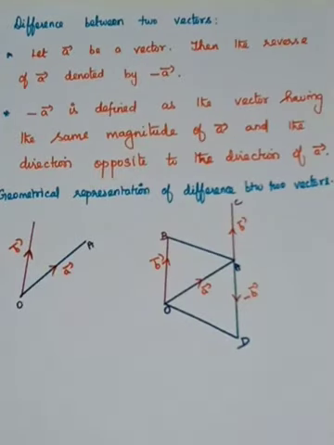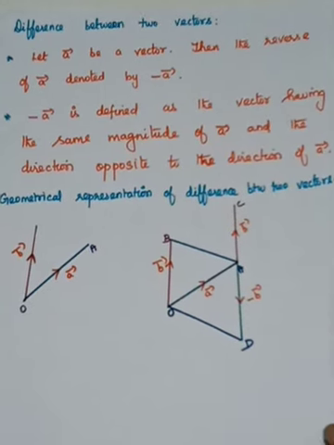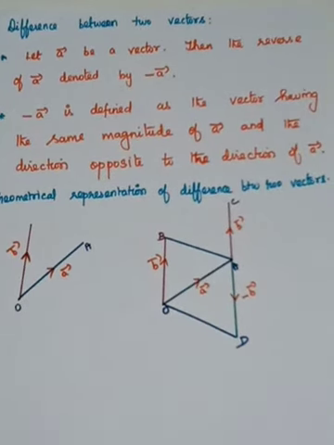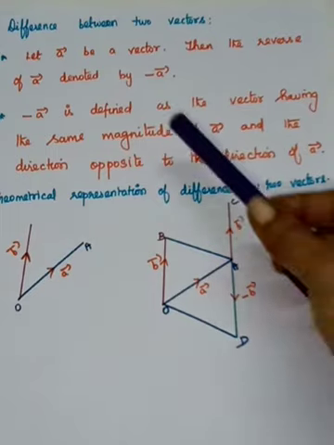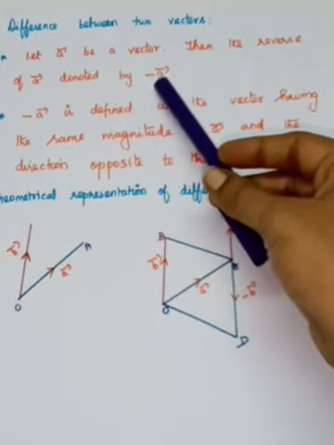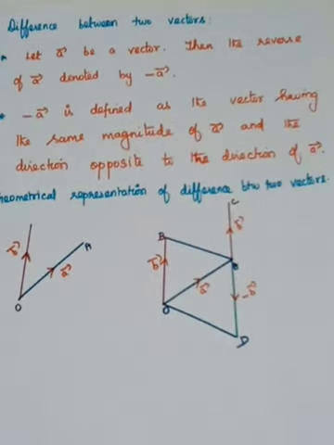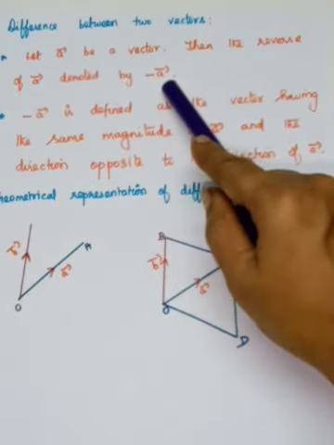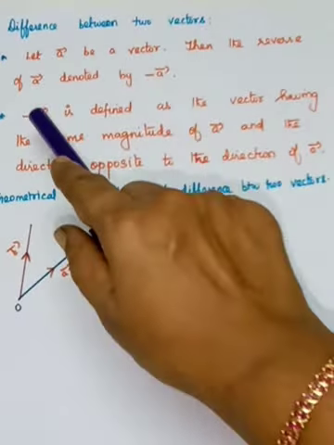Next, we are moving to the difference between two vectors. On that, first we are going to see what is minus A vector. Let A vector be a vector, then the reverse, or the negative, of A vector is denoted by minus A vector.